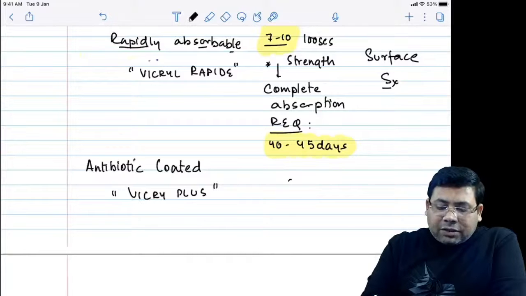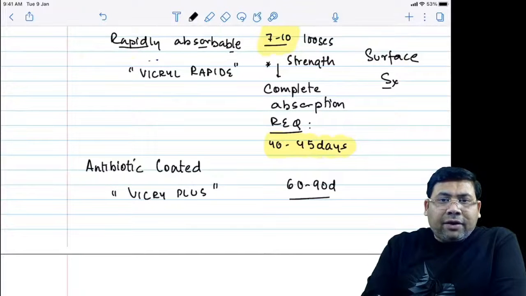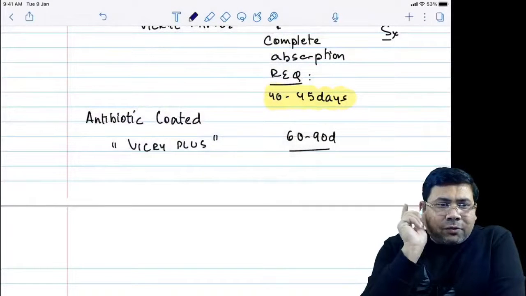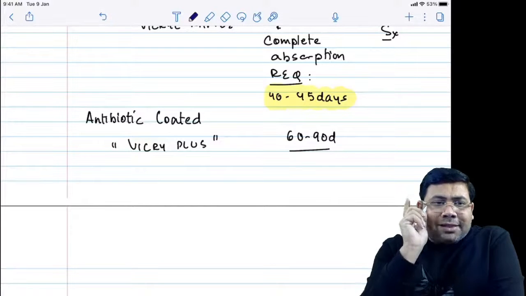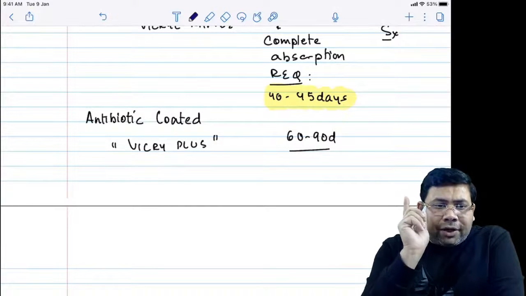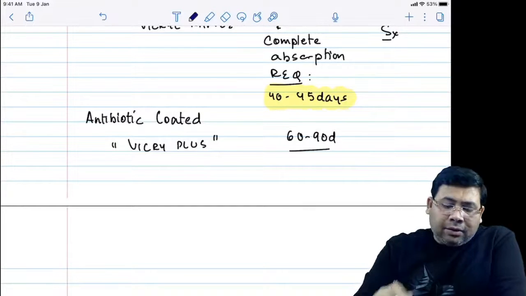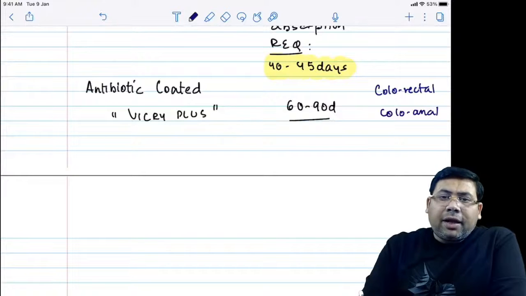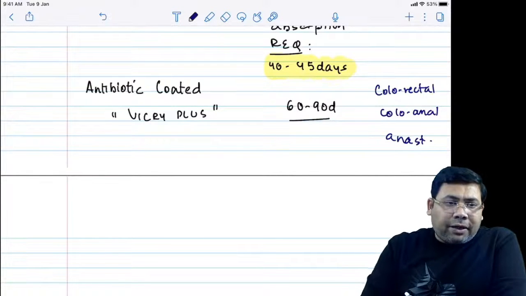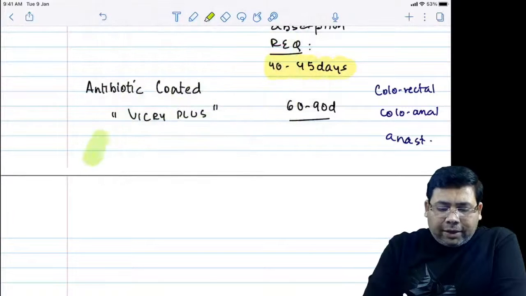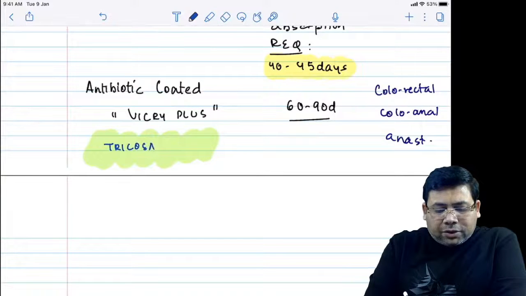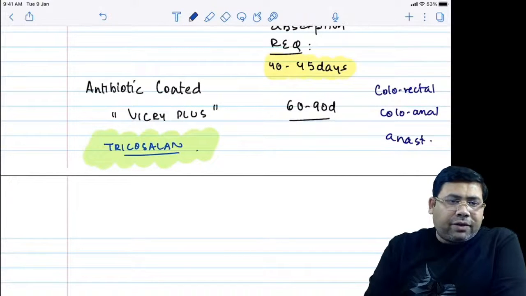So what is Vicryl Plus? Days of absorption 60 to 90 days. Where do you use this? Do you know colorectal anastomosis and coloanal anastomosis? They are the sites where the rate of infection is high, and that is why leaks occur. So remember, this is ideal for colorectal or coloanal anastomosis. What antibiotic is it coated with? Triclosan is the antibiotic with which it is coated.